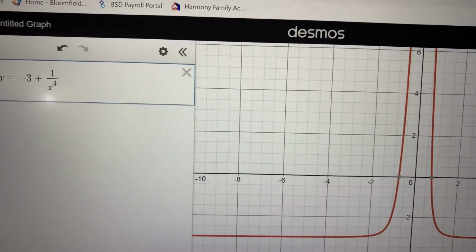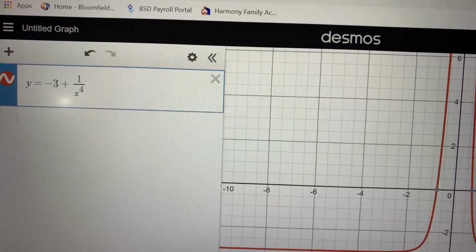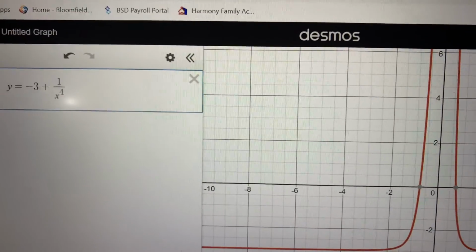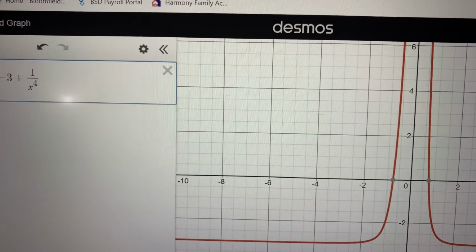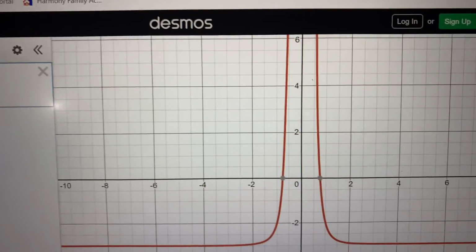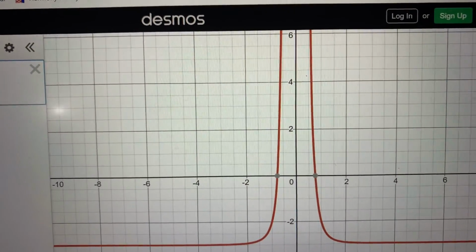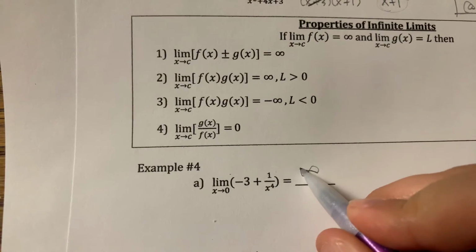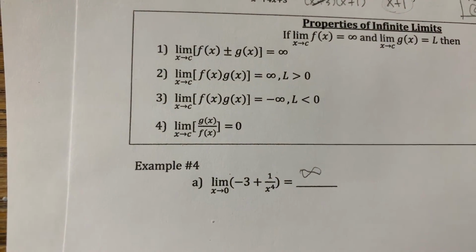Okay, so this first one is this function. And they're asking what happens as the limit as x approaches 0. Well, that one very clearly goes to infinity. So I just have to say this is infinity, and I'm done.